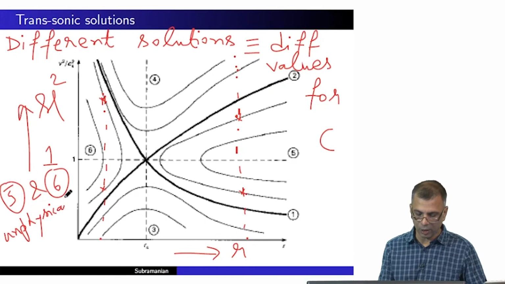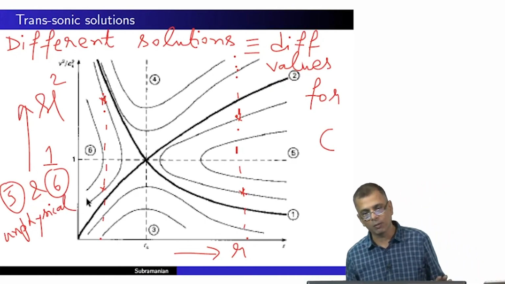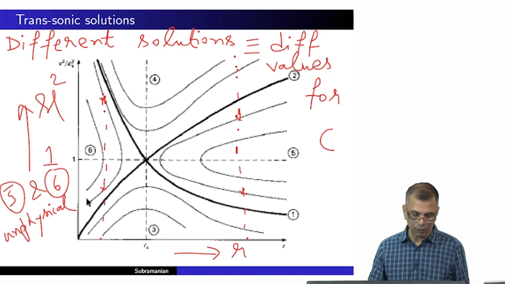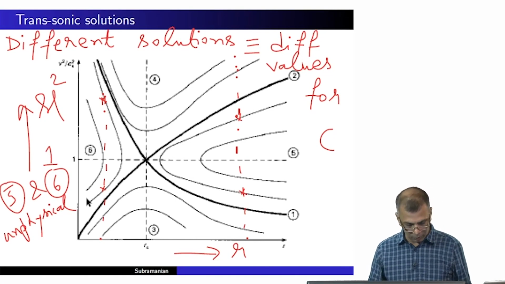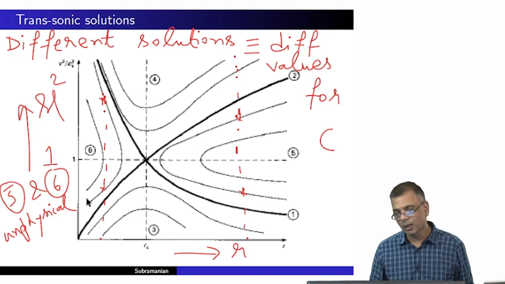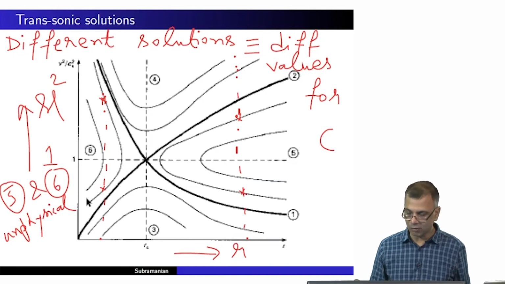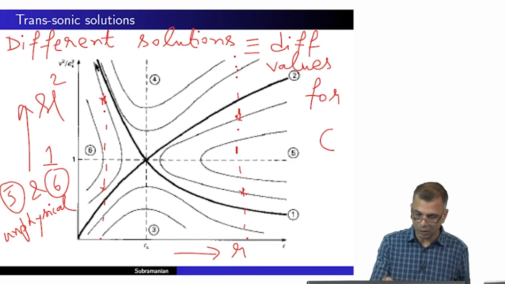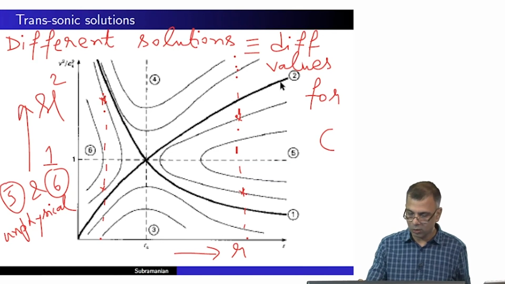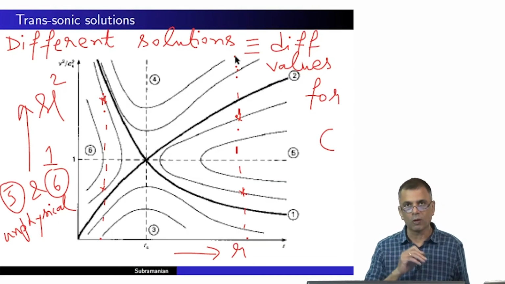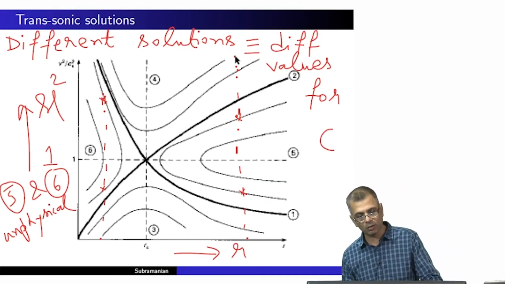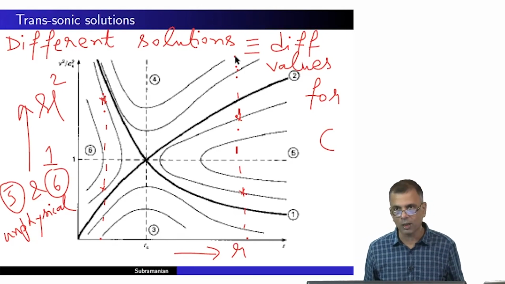They are mathematically okay, but we don't need to worry about them anymore. There's no point talking about them anymore. So we really need to concentrate our attention only on solutions of the kind 1, 2, 3 and 4. These are the only solutions that deserve our attention from now on.